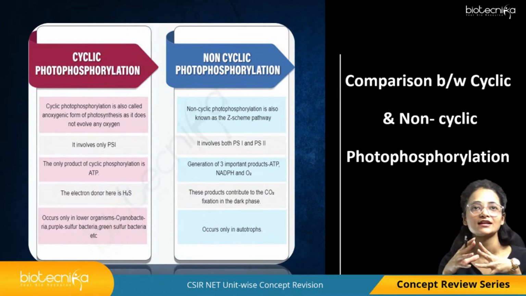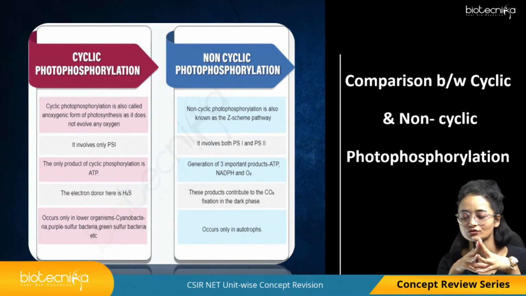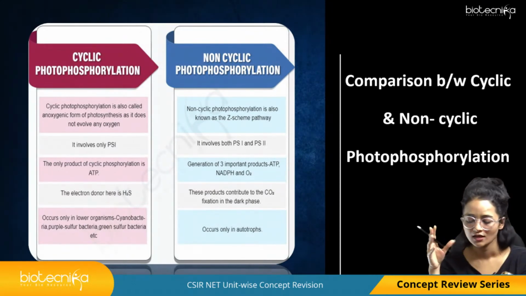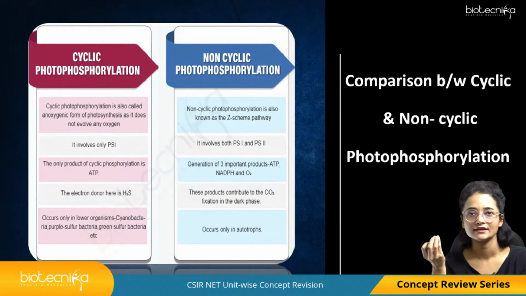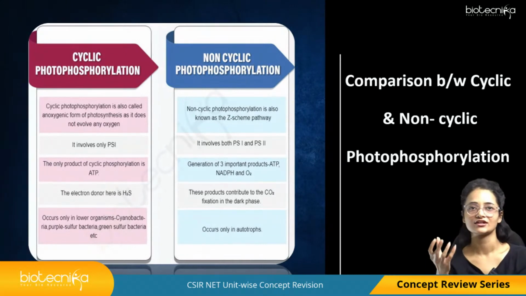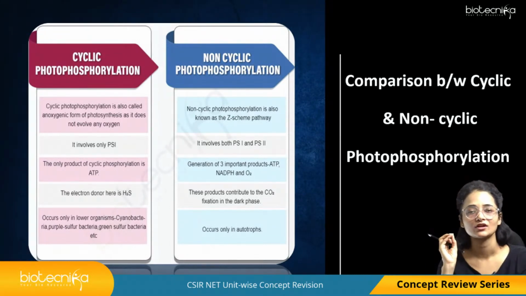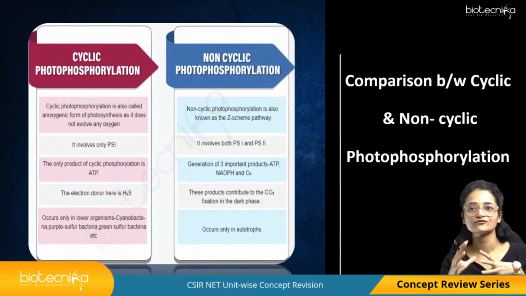Coming to the cyclic photophosphorylation and non-cyclic photophosphorylation, the comparison between both of these, right? So photophosphorylation is basically the light reaction which takes place in organisms. There are two types of photophosphorylation. The first is the cyclic photophosphorylation, and the second is the non-cyclic photophosphorylation. So there are different organisms in which cyclic and non-cyclic photophosphorylation take place, right?